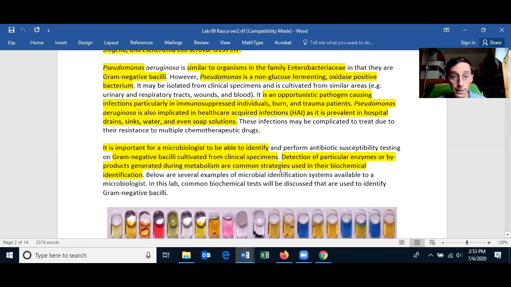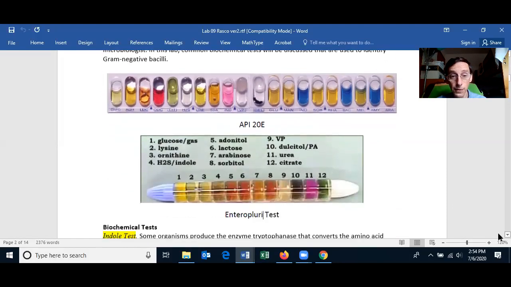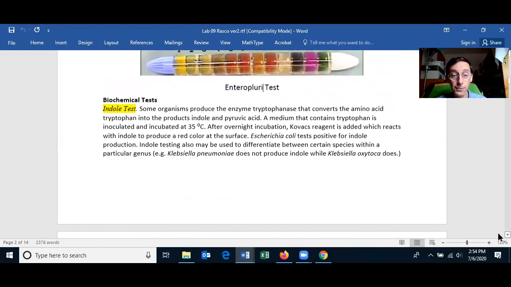It's important for microbiologists to be able to identify these species, gram-negative bacilli, and then culture them for clinical identification. And we use particular enzymes or byproducts to identify the different species. And here you're looking at a test. We're not going to talk about this test, but there's a test for identifying bacteria, and it runs a large number of tests at one time. And you're going to be looking at some biochemical tests to identify the bacteria.